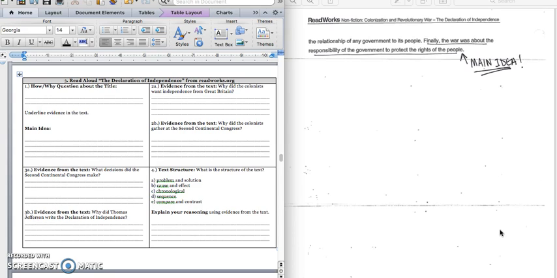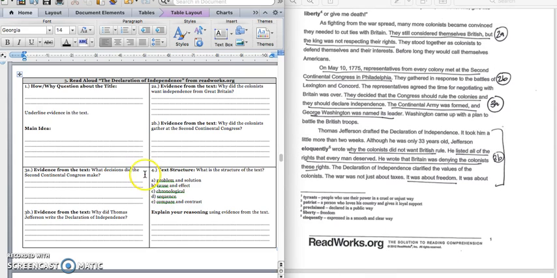So when we are thinking about our main idea, why the colonists declared independence from Great Britain, we know that it's because the British government wasn't respecting and protecting their rights. So in box 1, we would write, the colonists declared independence from Great Britain because the British government was not respecting and protecting the rights that the colonists believed they should be given. Press pause to write down your answer and play when you're ready to keep going.